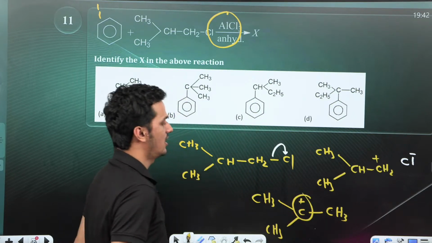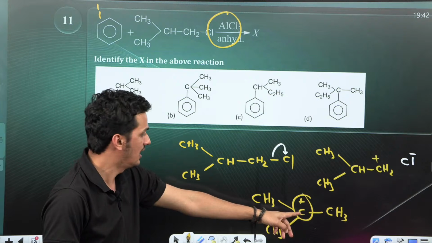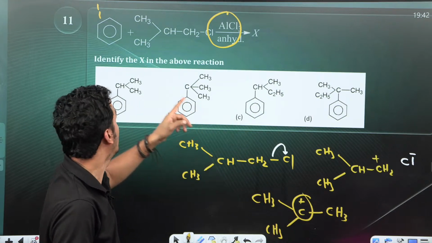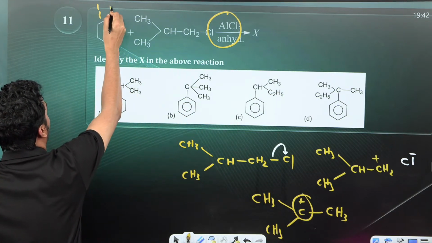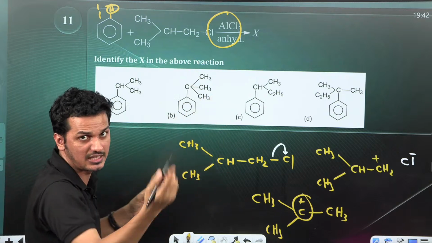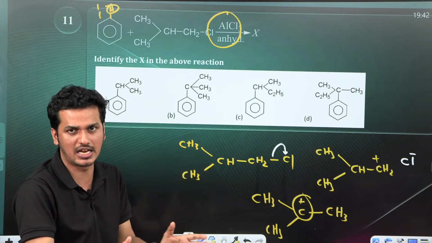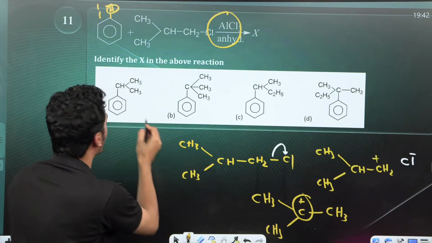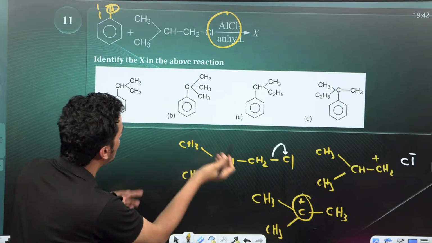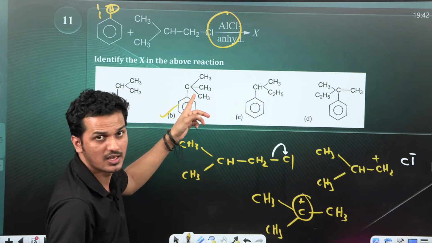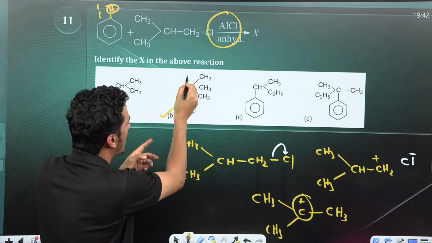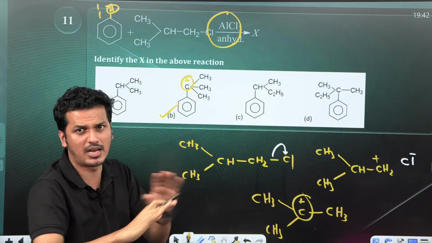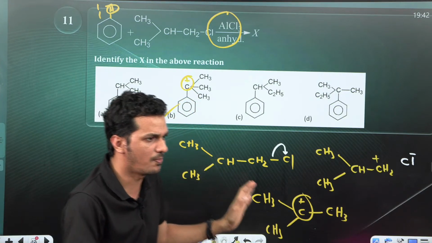come here. Now it is a tertiary carbocation that will go and replace the hydrogen from here. That hydrogen is the electrophile. It's a weak electrophile that will be replaced by this group. So which answer will come? So B answer will come, because this carbocation is coming and attaching with that one. Normal electrophilic substitution reaction. I hope the idea is clear.